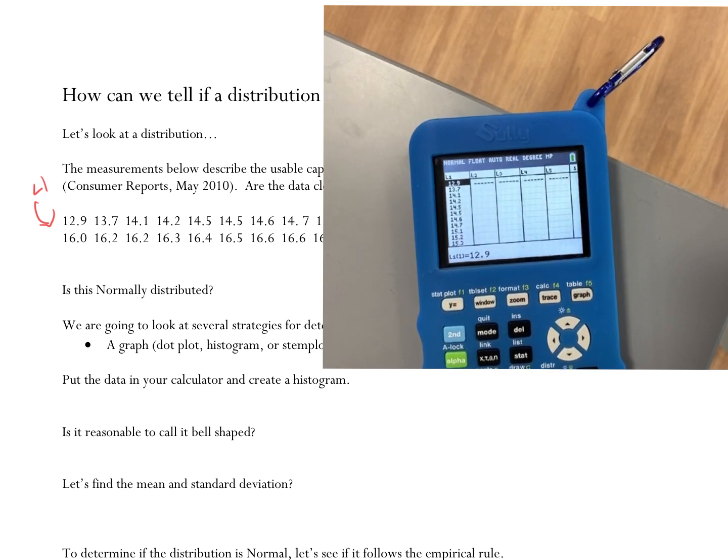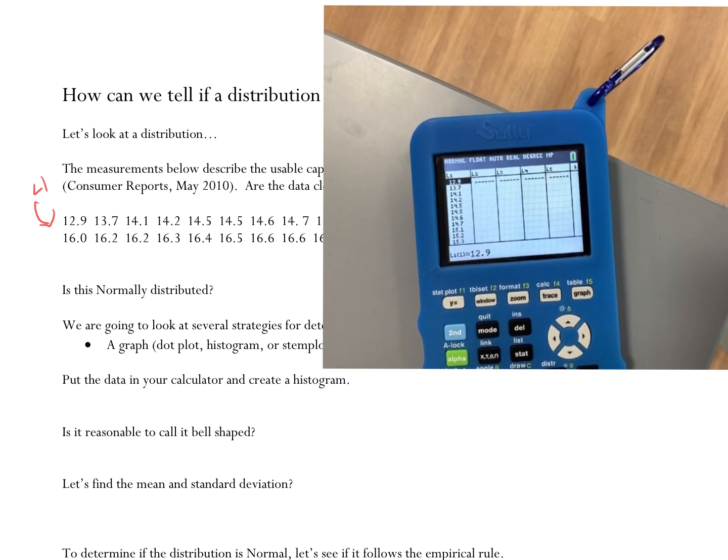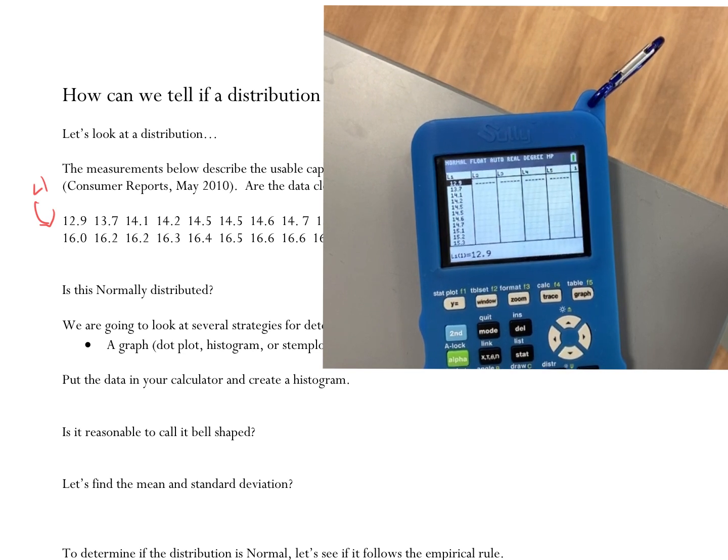So how do we decide if we have normally distributed data? The first thing we talked about with normally distributed was that the shape of the graph was approximately a bell. We haven't really made graphs in the calculator yet. The calculator will do most of your graphs for you.